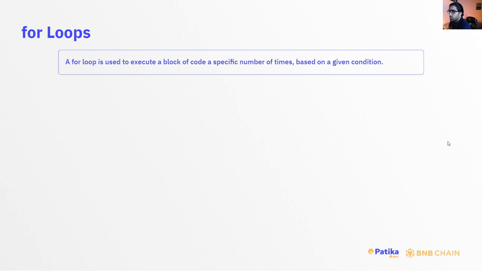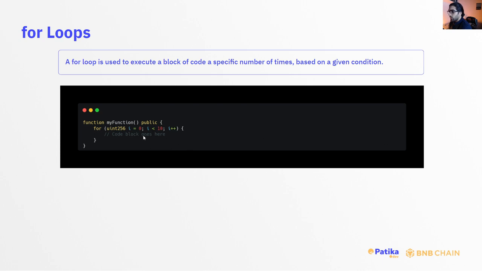For loops. A for loop is used to execute a block of code a specific number of times based on a given condition. So in this regard, we have a variable i, and it starts from 0, and here is our statement. We say that do the same logic until it's not less than 10. If it's less than 10, then we are controlling that variable with i++.